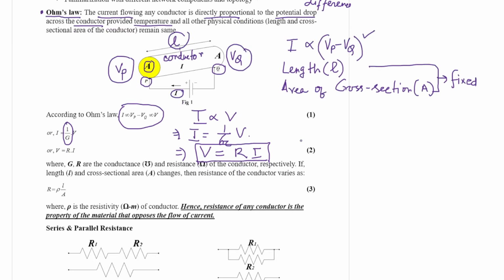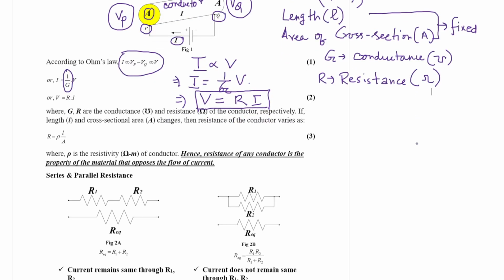G is the conductance of the material, unit should be mho, and R is the resistance of the material or resistance of the conductor. Unit is ohm. So V is equal to Ri is the well-known form of Ohm's law.